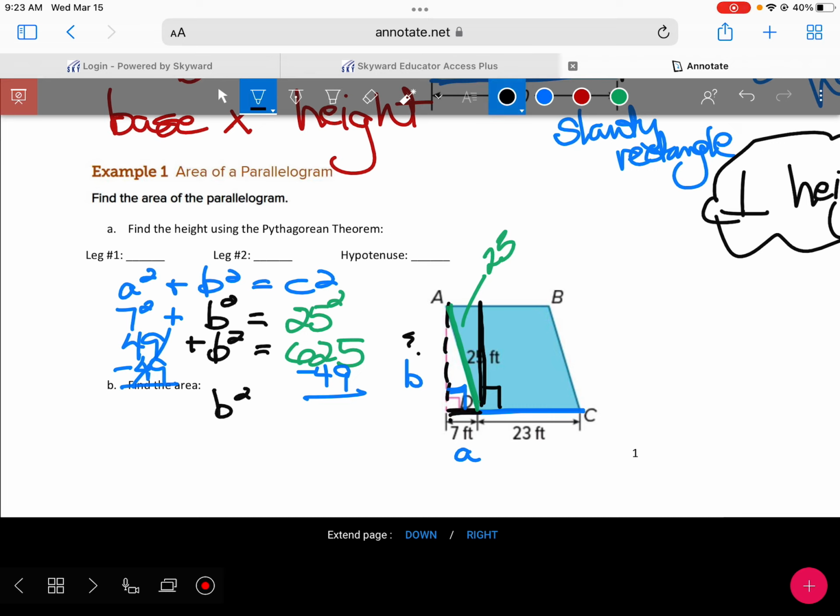B squared equals, what is it, 576? And I don't want b squared. Don't be squared, just b. Get it? Don't be squared?